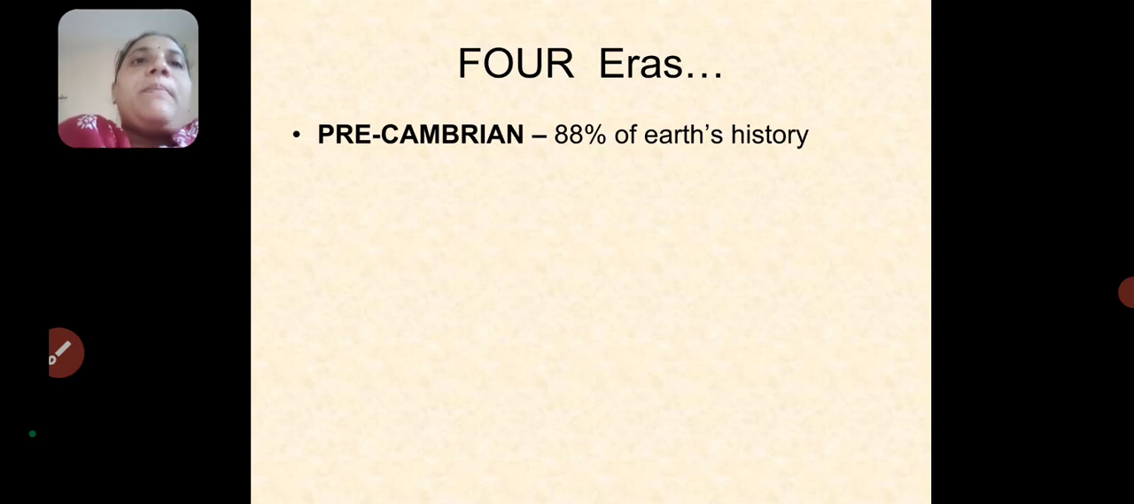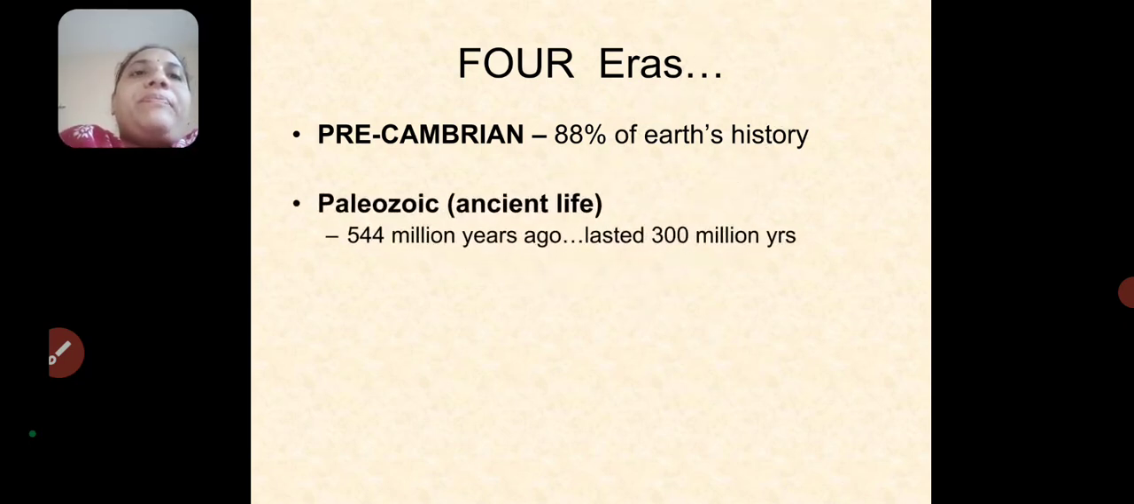What are the four eras? Pre-Cambrian: 88% of the Earth's history is covered by the Pre-Cambrian era. Next, the Paleozoic era. This is ancient life. We call it ancient life because most of the plants and animals are found in the Paleozoic era. This began 544 million years ago and lasted until 300 million years ago.